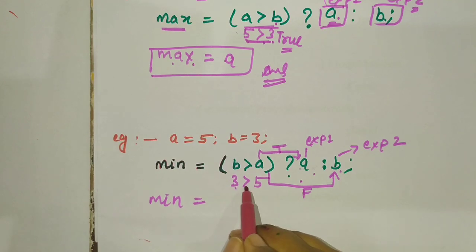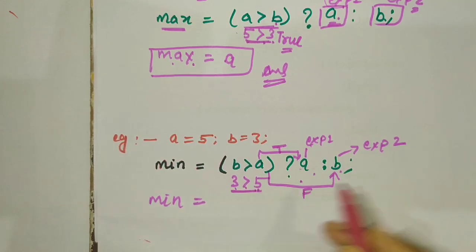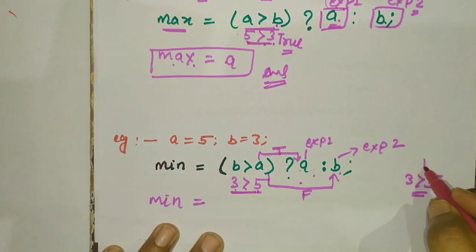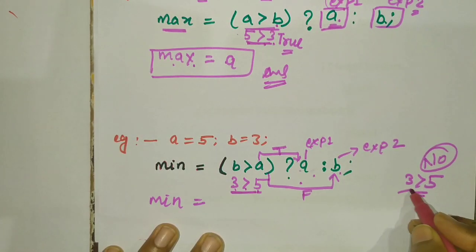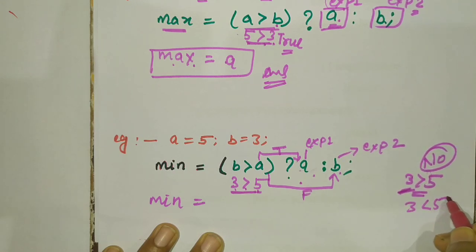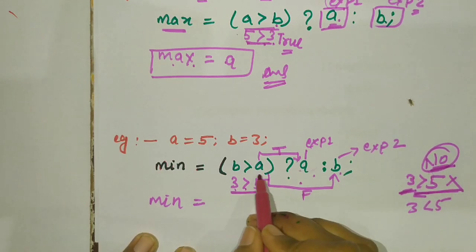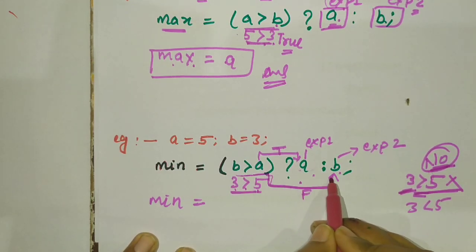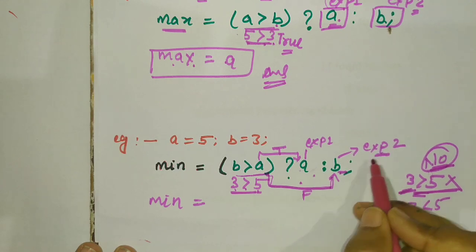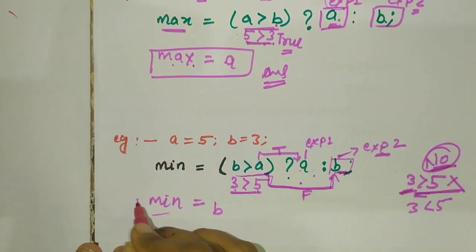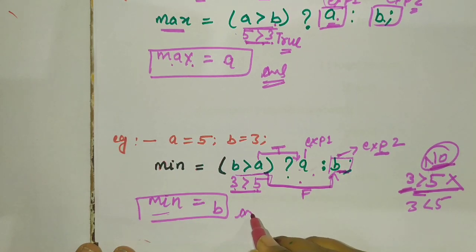So is 3 greater than 5 true or false? 3 is not greater than 5, so this is false, because 3 is less than 5. Wrong means no, and no means false. If the condition is false, then go to expression 2. Expression 2 is b. So the value of min is b. This is the answer.